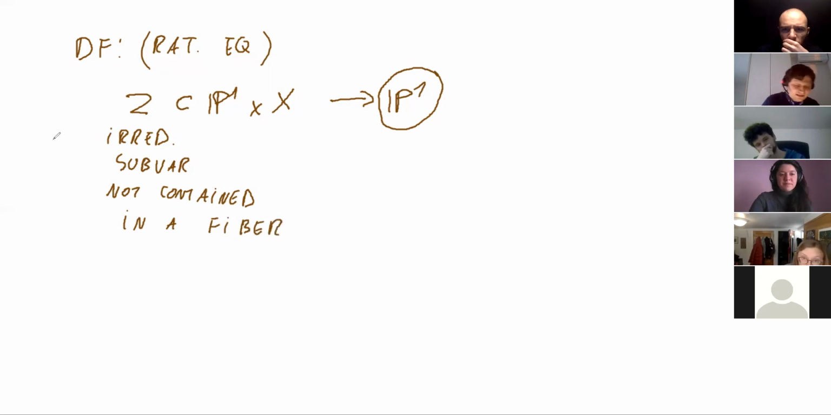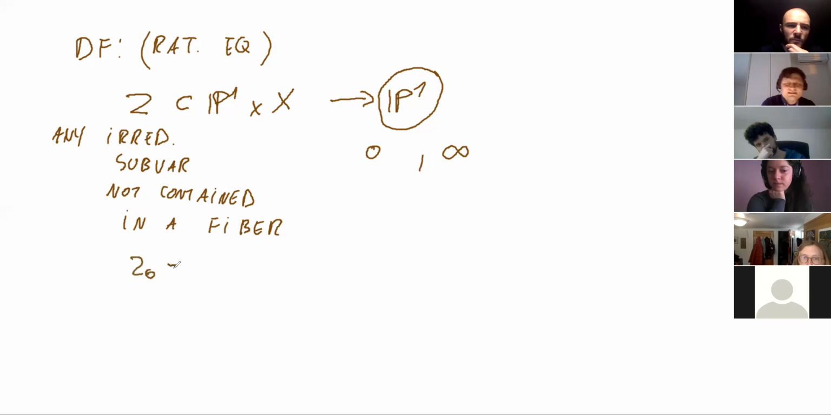But otherwise it's any irreducible subvariety. And P1, I will say that it has two distinguished points that I will denote 0 and infinity. Well, formally it's (0, 1) and (1, 0). So this defines two subvarieties of X.